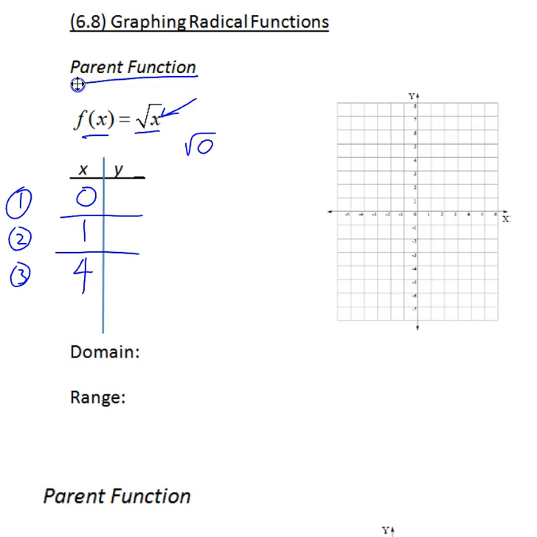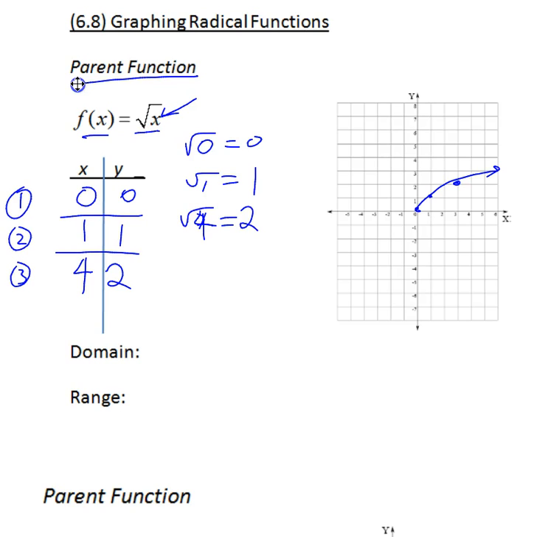What's the square root of 0? 0. What's the square root of 1? 1. So when x is 1, y is 1. And when x is 4, y is 2. So I get these 3 points: (0, 0), (1, 1), and (4, 2). What you see is a graph that starts bending like this. Everybody see that? That's all it is to graph a square root function.